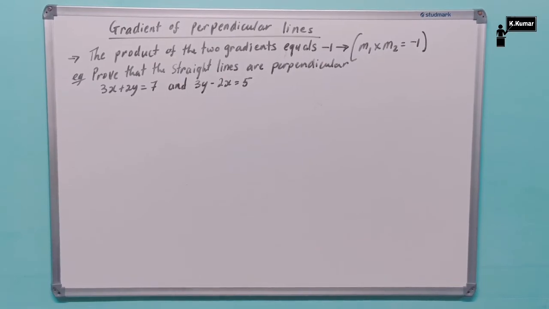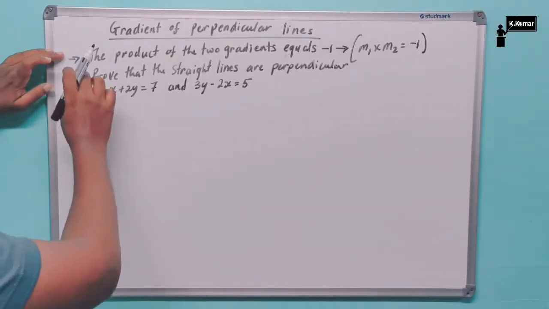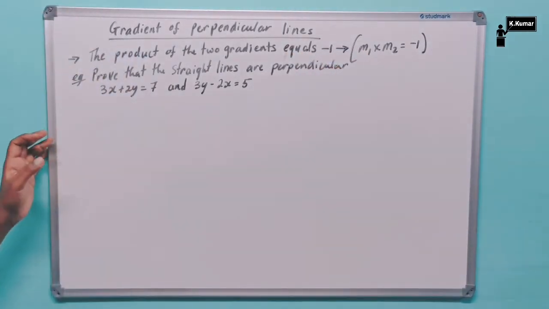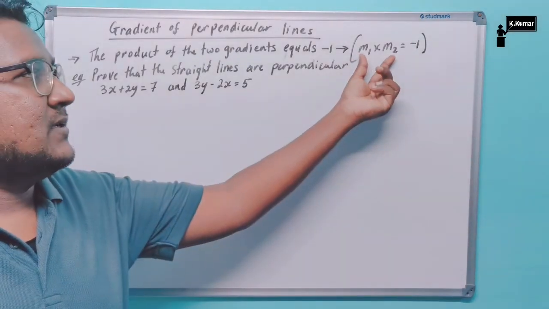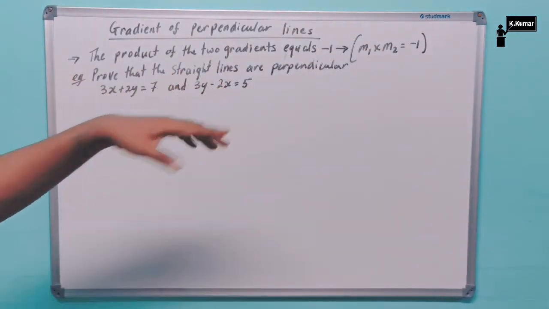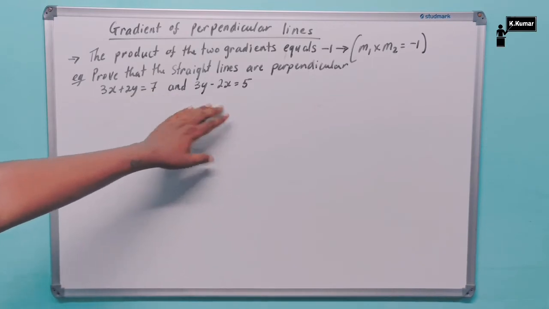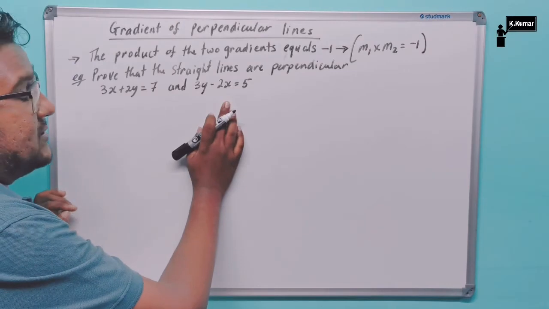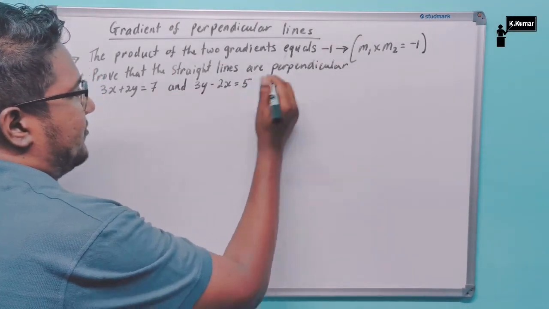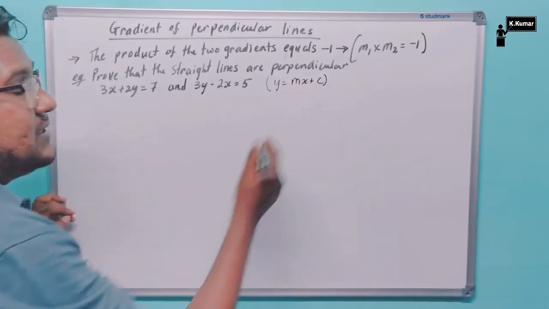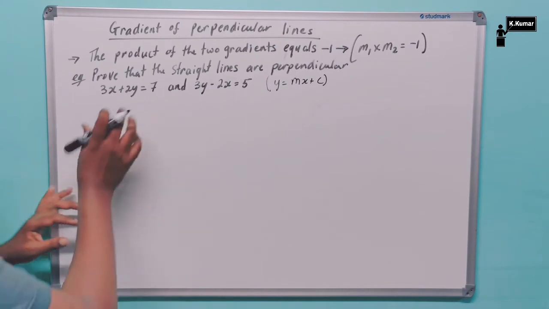Gradient of perpendicular lines: the product of the two gradients equals -1. So in order to say if two lines are perpendicular using their gradients, when we multiply the two gradients, we must get -1. So you have here: prove that the straight lines are perpendicular, and they gave you two lines. The first one is 3x plus 2y equals 7. Then you have 3y minus 2x equals 5. Remember, we have to write these in their general form, which is y is equal to mx plus c, to find their gradients. So let's work with the first one.